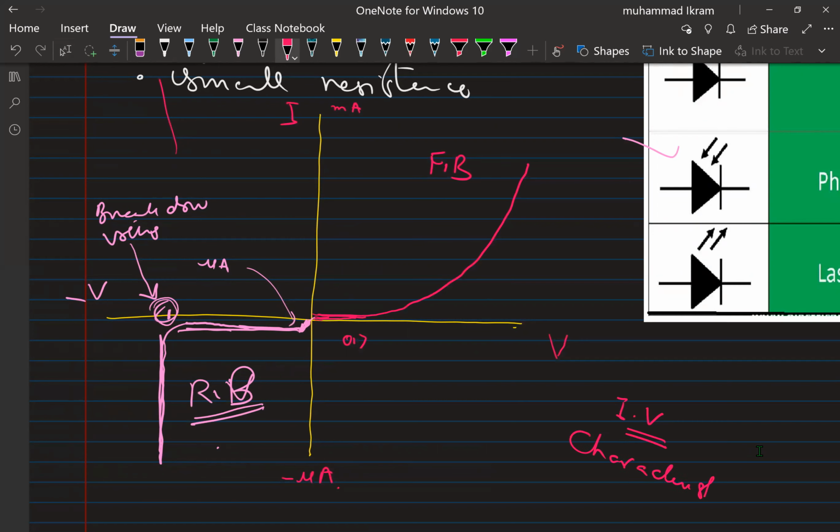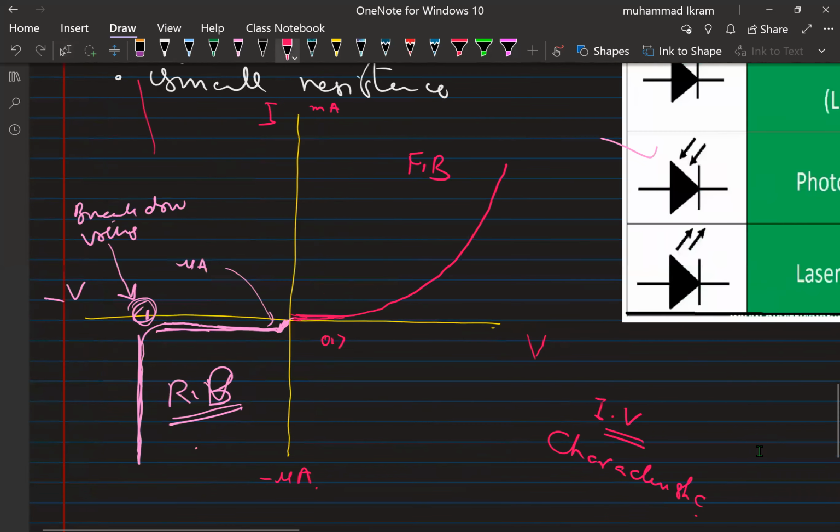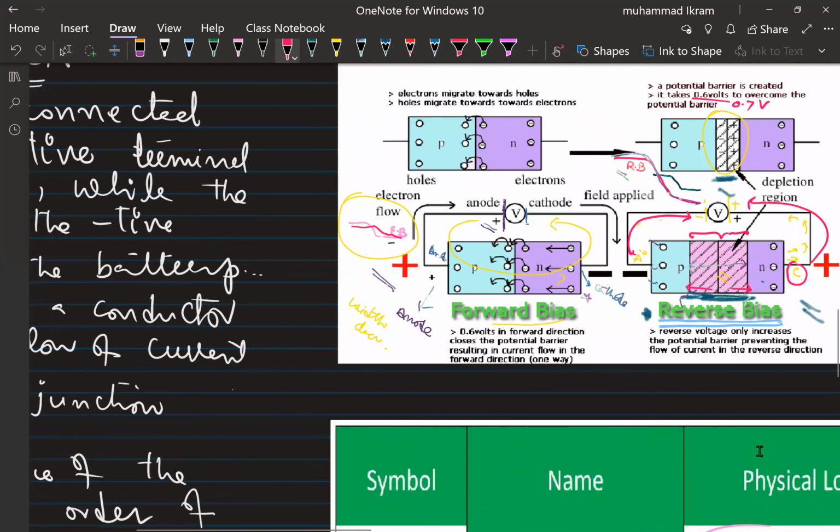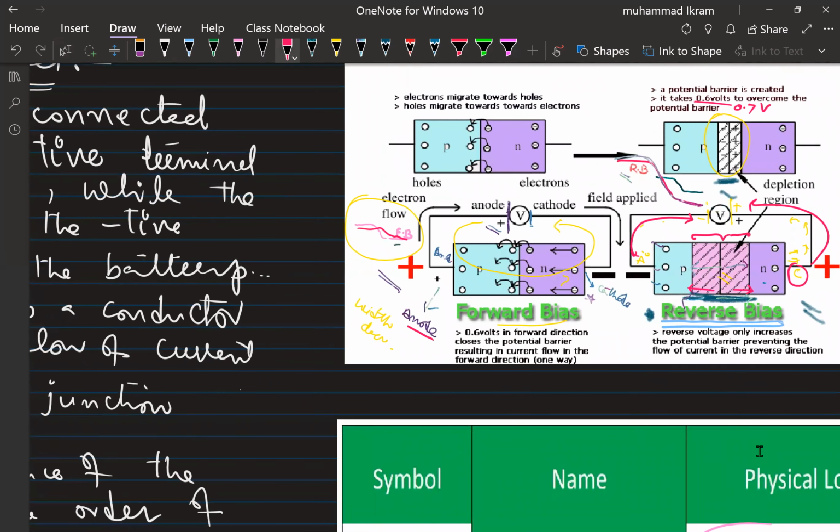and this is the negative terminal of the battery. So as I told, it is the cathode of the diode, and this is the anode of the diode. Now you know that it is connected with the positive terminal of the battery. So what happens here is that the holes are pushed towards the junction, while the free electrons are also pushed towards the junction. Why?